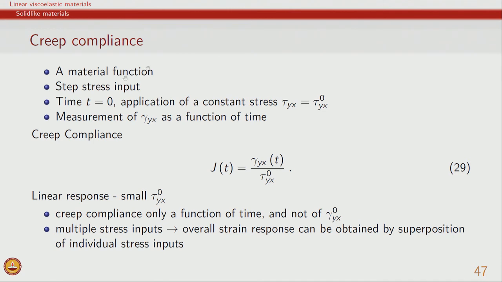More generally, for different materials we would have different strain responses, and therefore we can define a material function called creep compliance. In this case a step stress input is applied at time t equal to 0. For example, we would apply a constant stress tau_yx naught, then measurement of strain is carried out as a function of time, and creep compliance is defined, which is the inverse of the modulus, as the ratio of strain over stress. Since strain changes as a function of time, the creep compliance is a function of time. For small stress we would be in the linear regime, in which case the creep compliance would only be a function of time. When multiple stress inputs are applied, we can obtain the overall strain response by combining or superposing the individual responses.